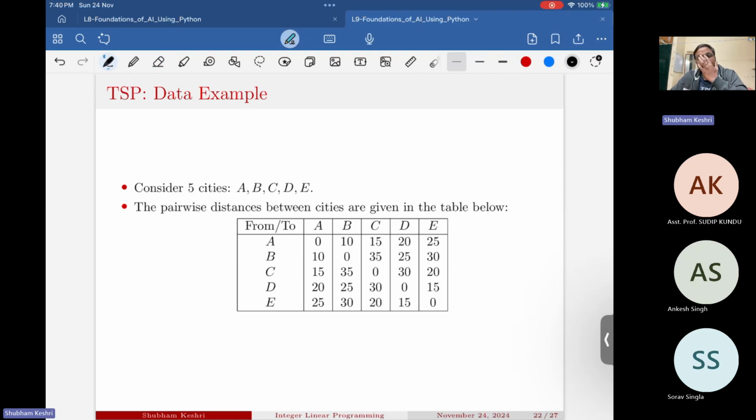Now, can you tell me the decision variable? What will be the decision variable?